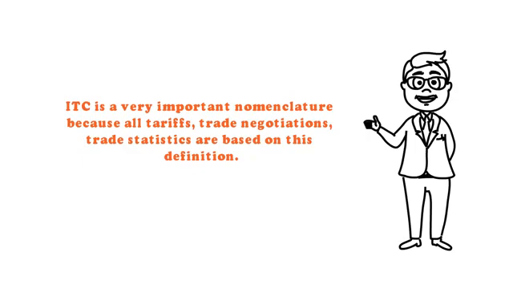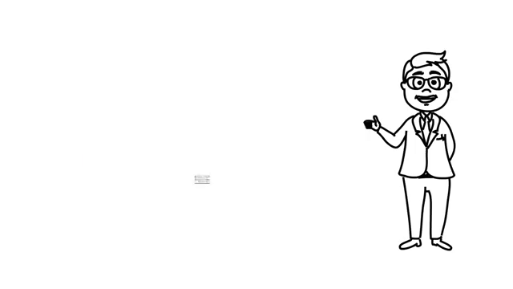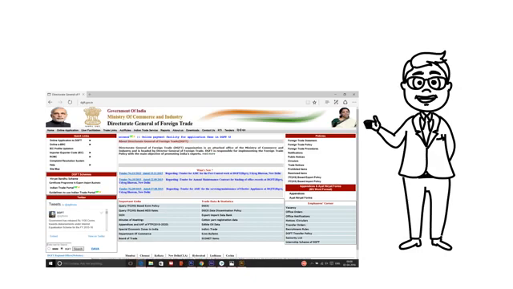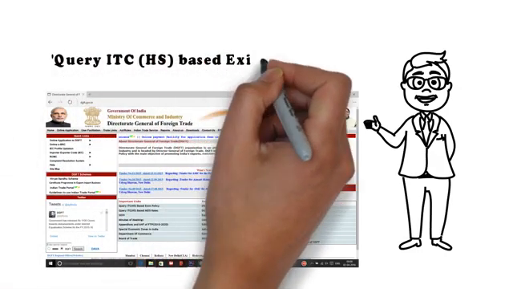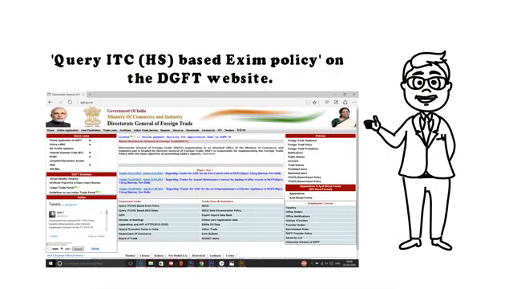If you do not know the code of your merchandise, you can find out by typing out its description under Query ITC HS-based EXIM policy on the DGFT website.